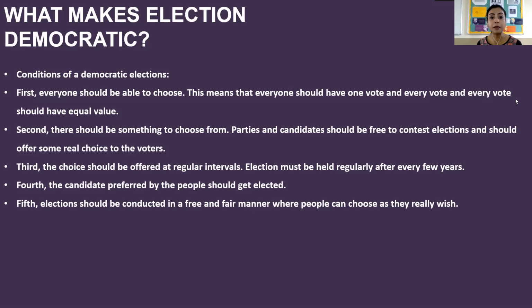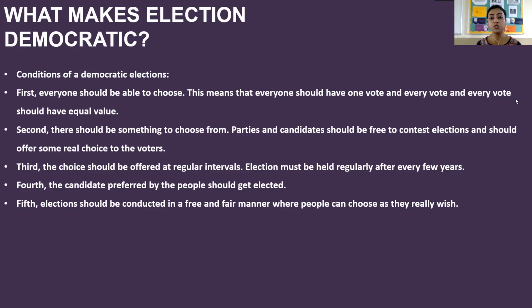Secondly, there should be something to choose from. As I said, parties and candidates should be free to contest elections and should offer some real choices to the voters. In an election, you will get options. It's not that only one person is there. If only one person is there, then conducting an election does not make any sense. So for any election to take place, there have to be options, right? Many persons have to be contesting the election. From there, it will give you an opportunity to choose whom you want to make your leader. That is how it is considered to be democratic. It is not that there is only one person and you are forced to vote for that person. You are not forced; rather you are given the choice of whom you want to vote for.